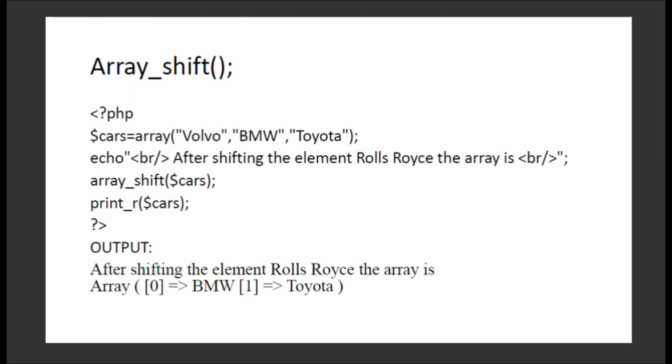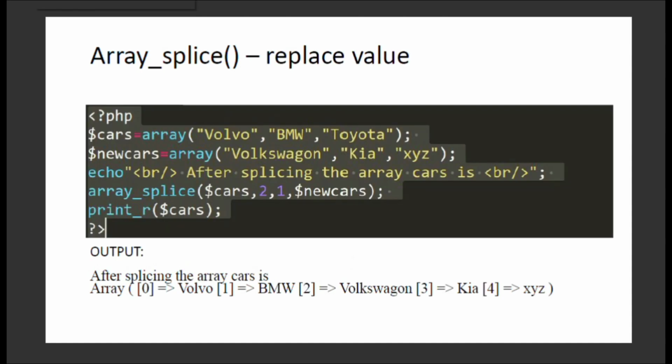Our next built-in function is array splice. Array splice is used to remove a portion of an array and optionally replace it with something else. It modifies the original array and returns the removed elements as well. Here in this code, I have defined one array, that is Volvo, BMW and Toyota, containing inside an array.